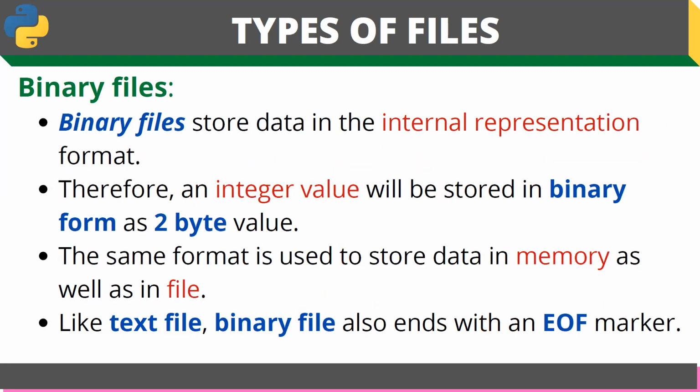Binary files store data in the internal representation format. Therefore, an integer value will be stored in binary form as a 2-byte value or 4-byte value. The same format is used to store data in memory as well as in the file. Like a text file, a binary file also ends with an end of file marker.